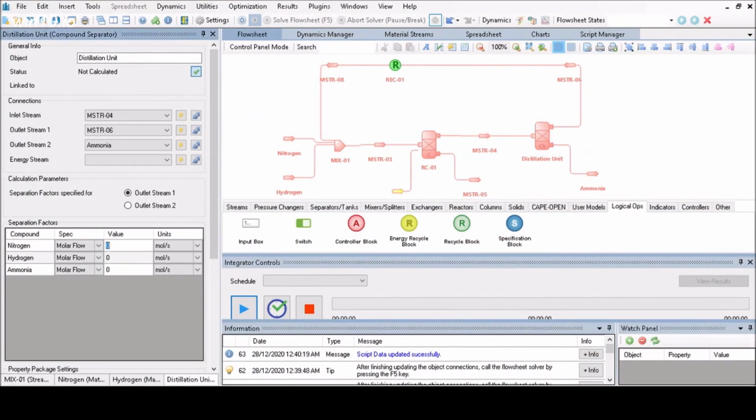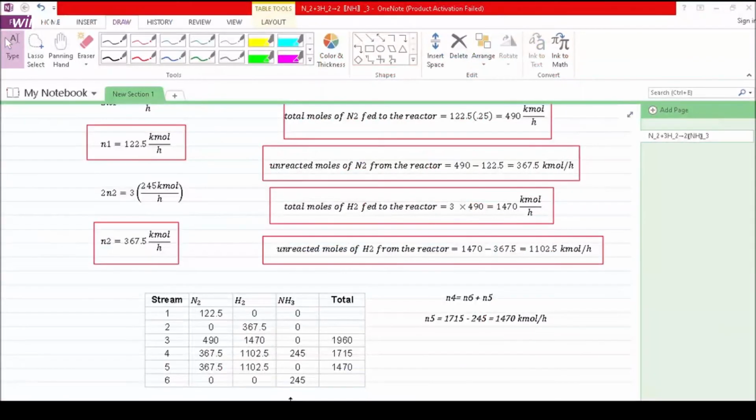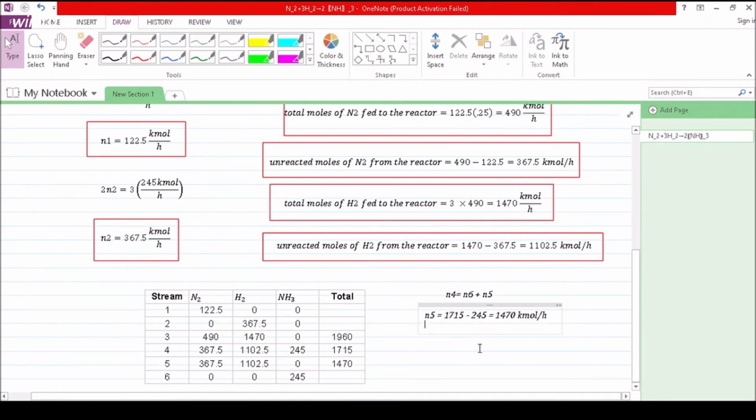So we have, for our nitrogen separation value, 1470, our recycle stream, multiplied by 0.25 from our conversion, and since this is in kilomole per hour, we need to convert it to moles per second by multiplying it with 1000 over 3600 to get moles per second, which should be equal to 102.0833. That is for our nitrogen separation value.